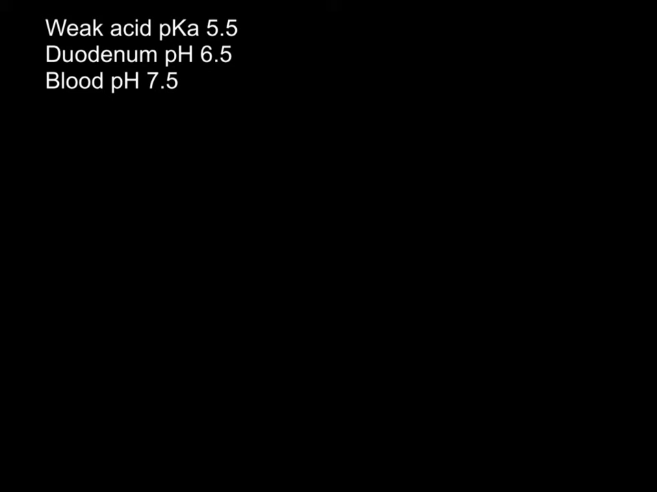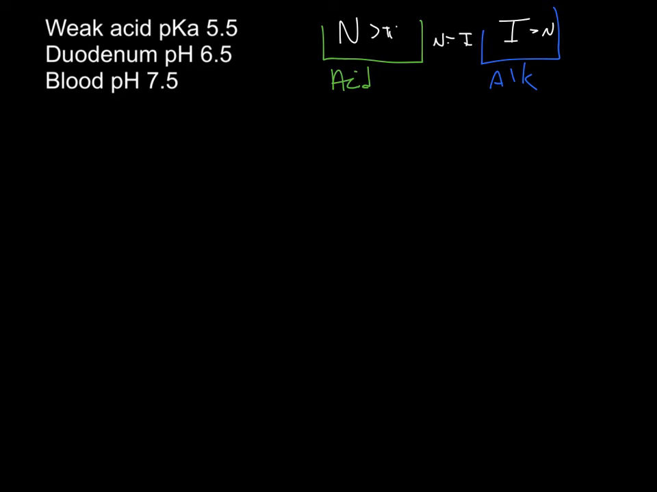So this is a weak acid. If we go back to the basics, we know that in an acidic pH, this weak acid is going to be predominantly non-ionized. And in an alkaline pH, this weak acid is going to be predominantly ionized. And the pH at which the N equals the I is the pKa, in this case 5.5. So when the pH is below 5.5, it'll be relatively non-ionized. When the pH is above 5.5, it'll be relatively ionized.